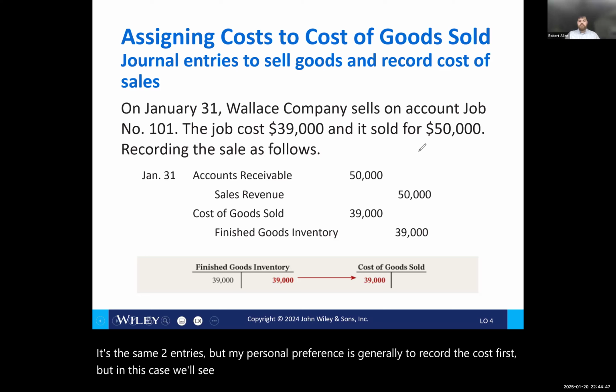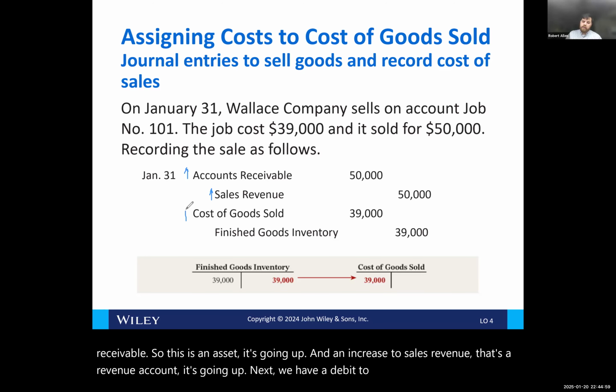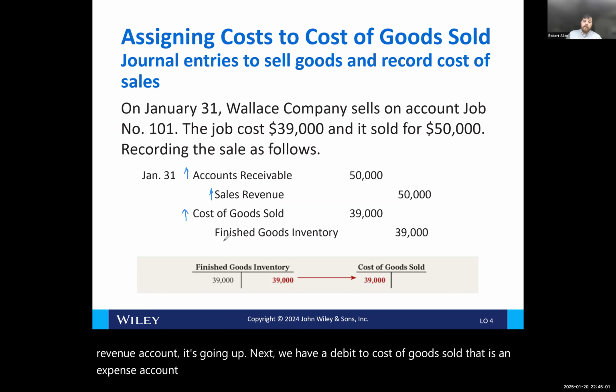So first journal entry, increase to accounts receivable. So this is an asset, it's going up. And an increase to sales revenue. That's a revenue account, it's going up. Next, we have a debit to cost of goods sold. That is an expense account, it is going up. And a credit to finished goods inventory, which is an asset account, so it is going down.